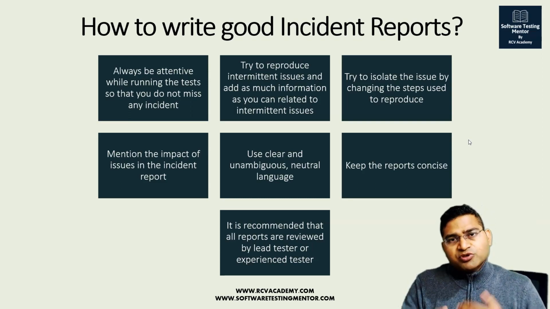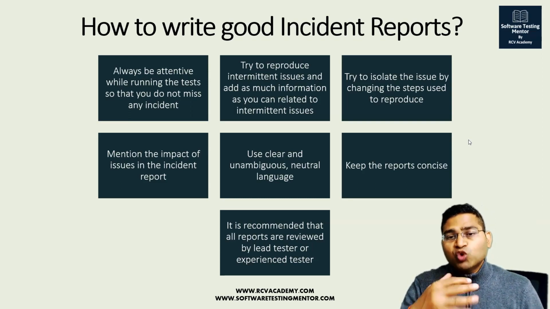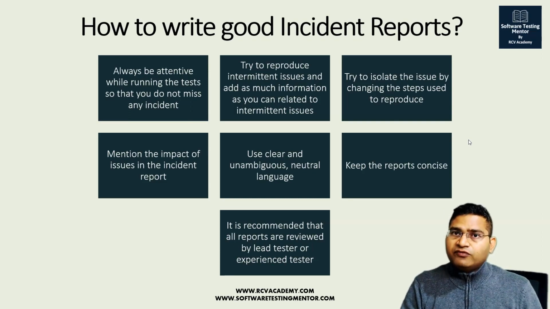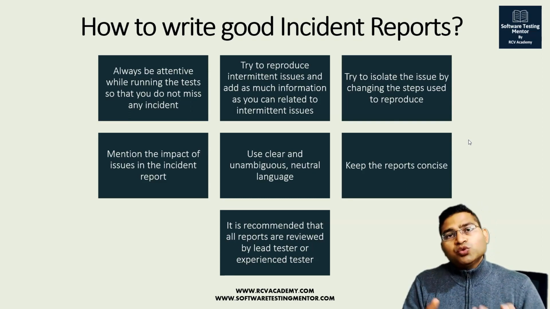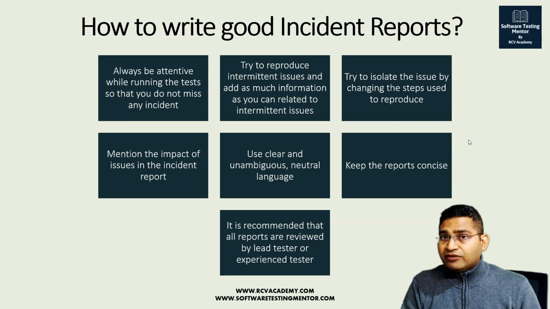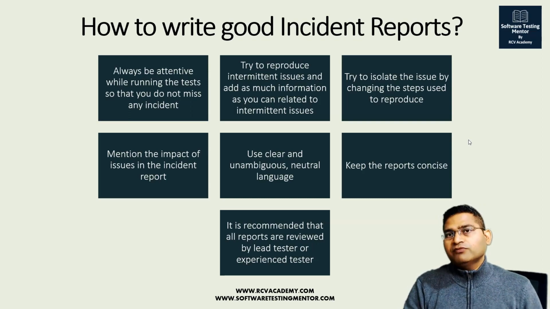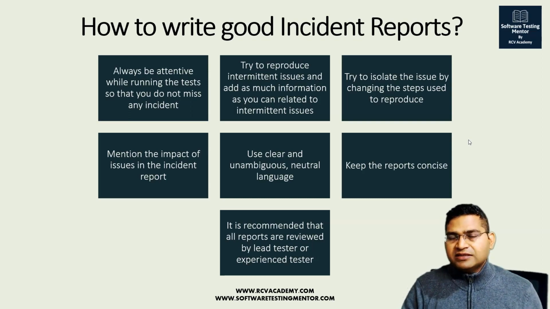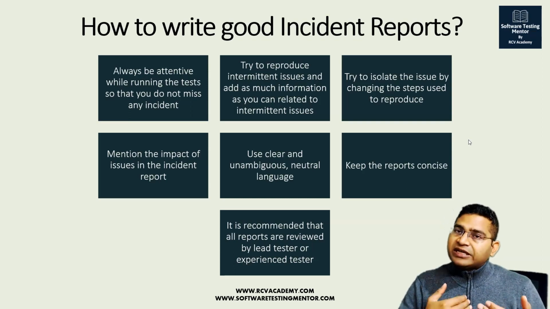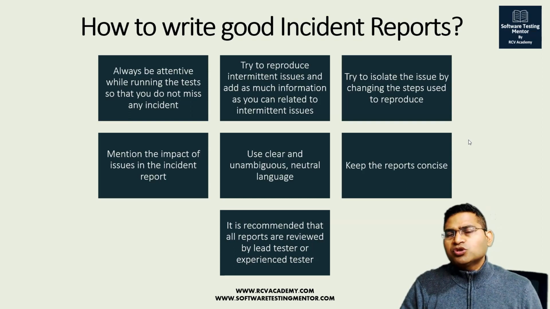Mention the steps to reproduce, the environment, and the impact of the incident. Use clear, unambiguous and neutral language. It shouldn't be a blame game, saying this problem is because of this code. It's not about blaming the developer or somebody else for any of the incidents or issues being raised. And it should be concise, without too much information. So: step by step, steps to reproduce, expected result, actual result, right? All of that needs to be there.